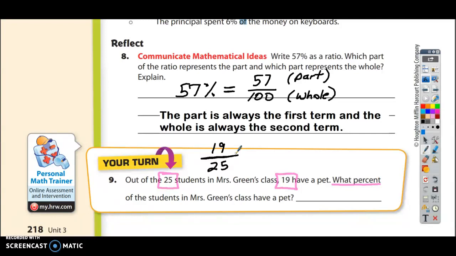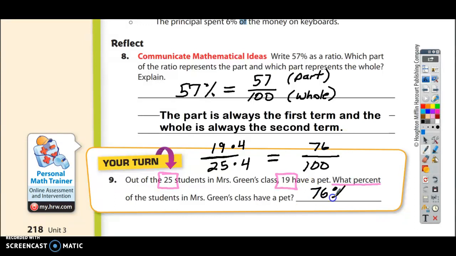Now I ask myself, how do I make that into a percent? If we had a calculator, we would just divide, but we don't need one because this one works perfect for proportional reasoning. And the reason why this works perfect for proportional reasoning is that 25 is a factor of 100. So you can simply multiply by 4. 25 times 4 is 100. And 19 times 4 is, you look on your multiplication chart, 19 times 4 is 76. 76 out of 100 means 76%.